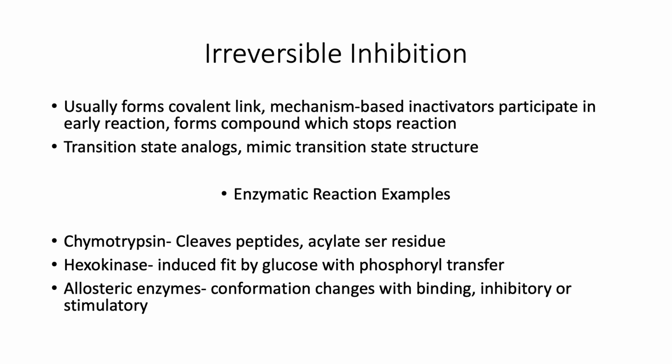For irreversible inhibition, these are covalent links. In the mechanism, you have inactivators that participate in the early reaction, and they form a compound that stops the reaction. This is a covalent bonding situation where you've got analogs to the transition state structure, and it mimics the transition state structure. So these are irreversible inhibitions that occur.